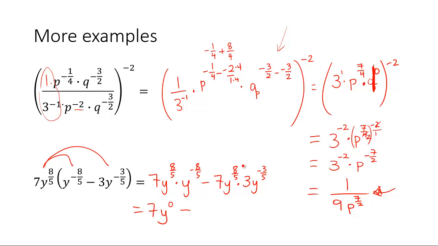And minus 7 to the 8 fifths minus 3 fifths. And this is 7 times 3, which is 21. And y to the 8 fifths minus 3 fifths, which is 5 fifths, which is just 1. So this is just a 7 times 1 minus 21 y to the 1.